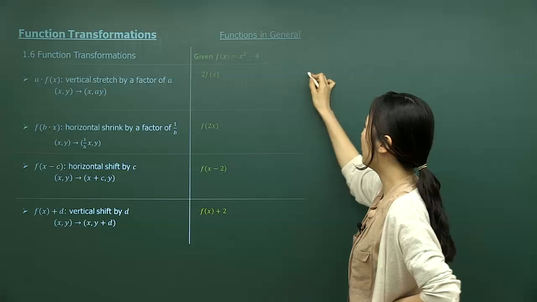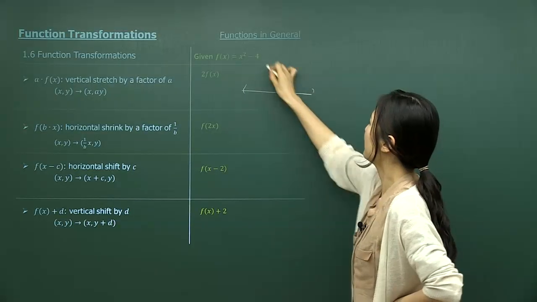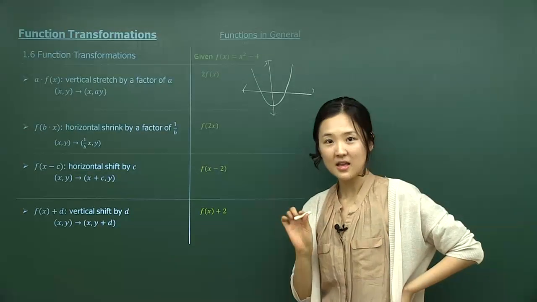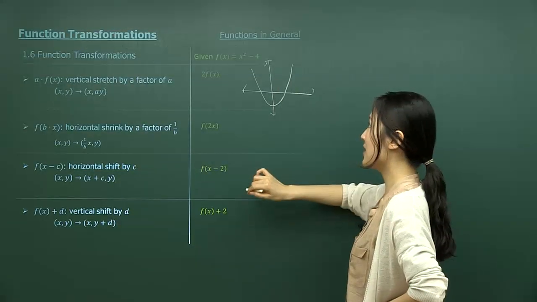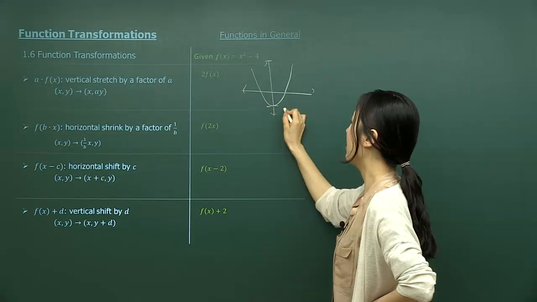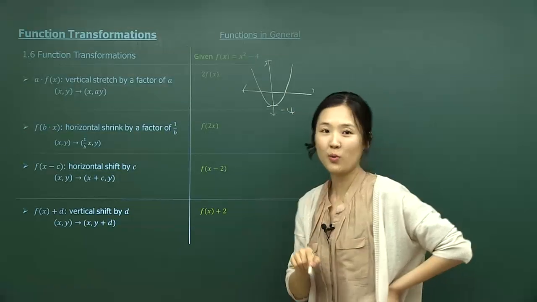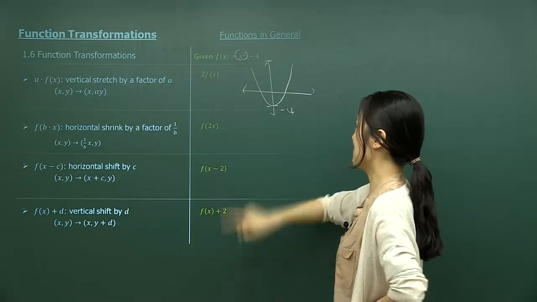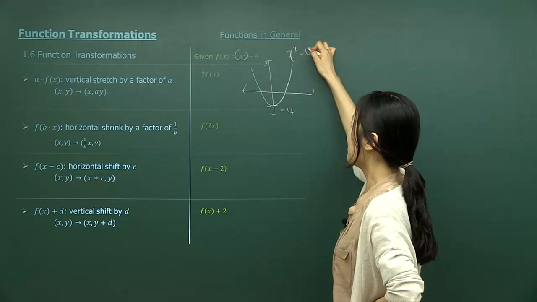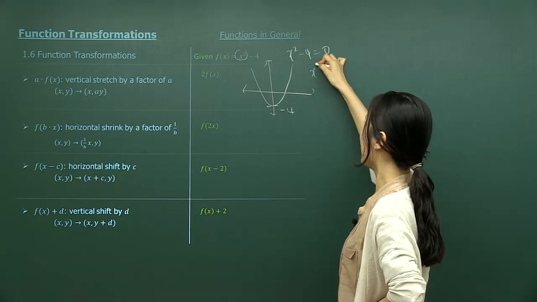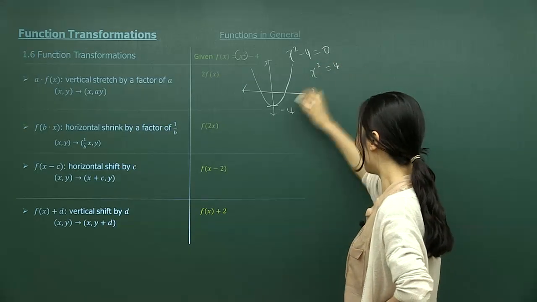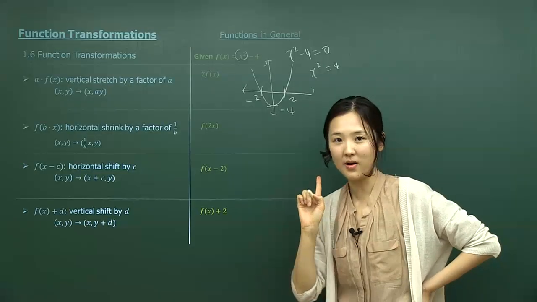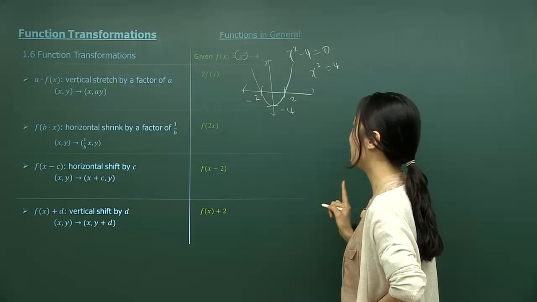X squared minus 4 looks like this. Shall we look for the intercept? What is the y-intercept? Well, negative 4. Isn't that what the value of y is when x is equal to 0? Now, what are the x-intercepts? X squared minus 4 equals 0, so that x squared is equal to 4. So you will get two different x-intercepts at positive 2 and at negative 2.